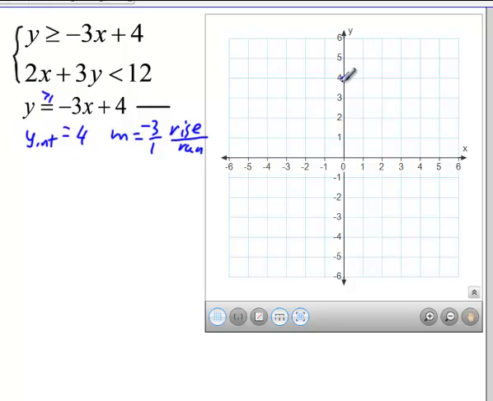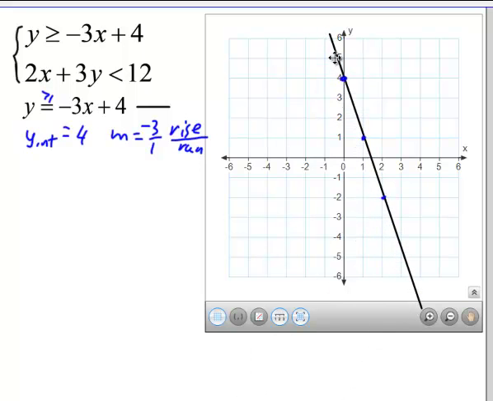So, to start graphing, we have to find the y-intercept first. It's right here. Negative 3 rise means that we have to go down 3 units. 1, 2, 3 right here. And 1, which is run, means we have to go 1 unit to the right. And here is the next point. Now I'm going to go down one more time, 3 units, and 1 unit to the right. Here is another point. And you can clearly see that all 3 points are on the same line. So we did everything correctly. We have to draw the line through these 3 points.